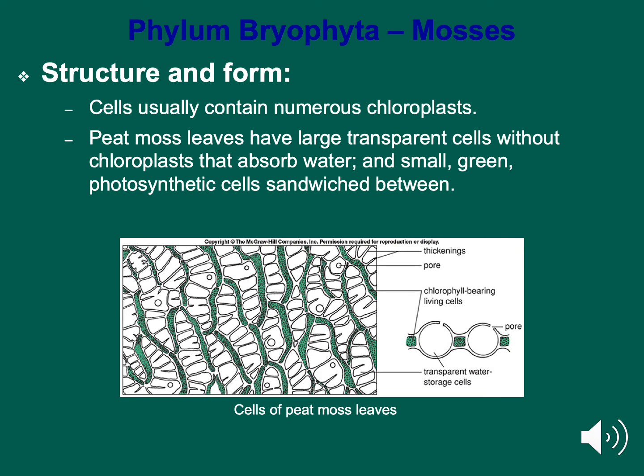If you're to look at mosses up close, you'll notice that there's a lot of air spaces or places to store water. This is why we use mosses in flower arrangements, because they can store water and keep the plants moist.